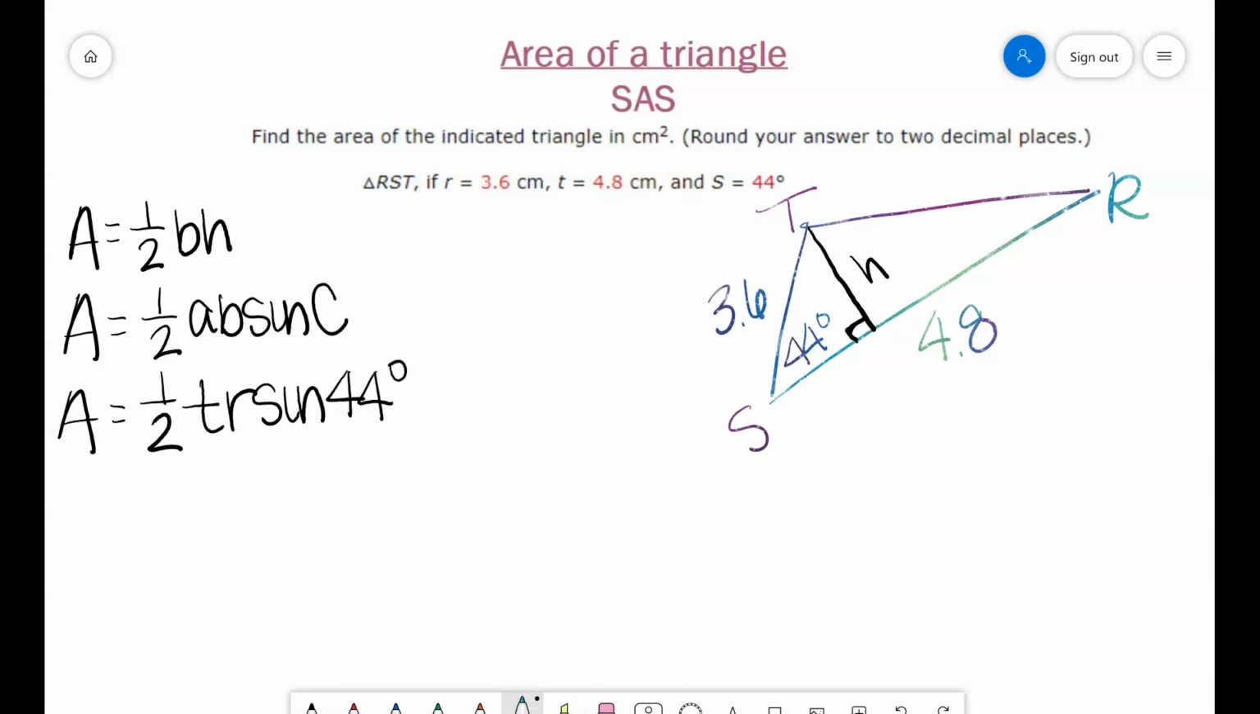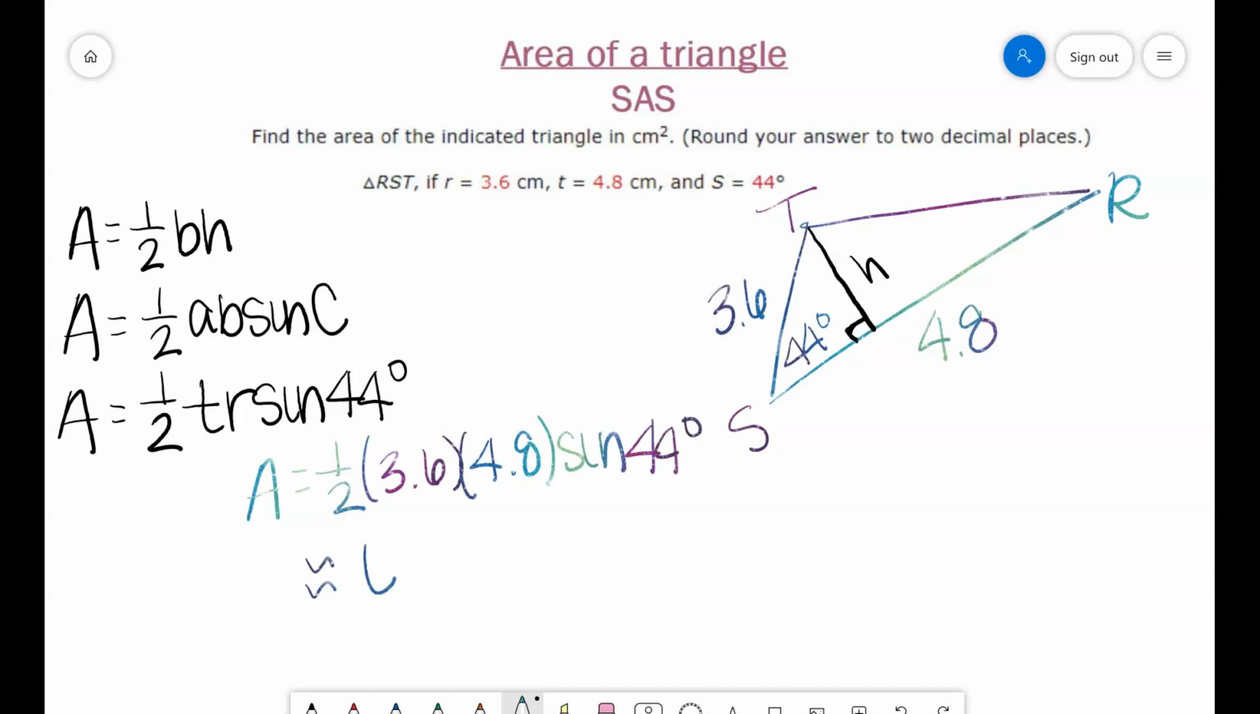Since we know side R and we know side T, we can plug in all that we know. Our area will be found by taking 1/2 times 3.6 times 4.8 times the sine of the angle between the two sides that we know. And then once we type this into our calculator, we'll get about 6 centimeters squared. That ends up being our answer.